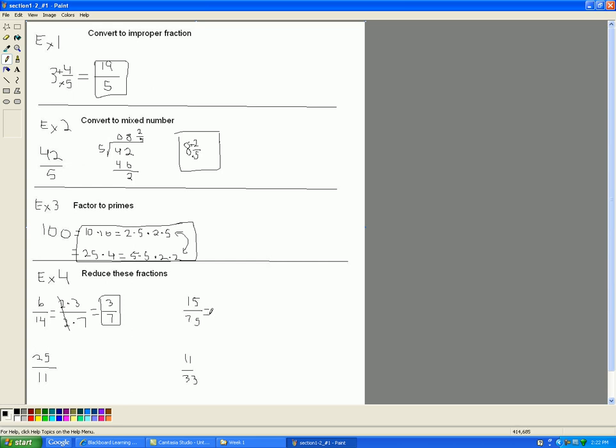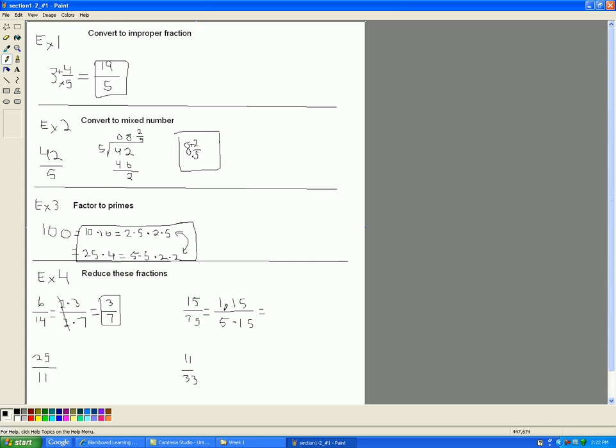Let's go ahead and perform the same type of operation here. 15/75. Things that go into 15, things that we can multiply together to get 15, are 3 times 5 or 1 times 15. Things we can multiply together to get 75, there's many, many options. But from a lot of experience, we know that 5 times 15 equals 75. So here's where it's really important to know your multiplication tables. It can really help out.